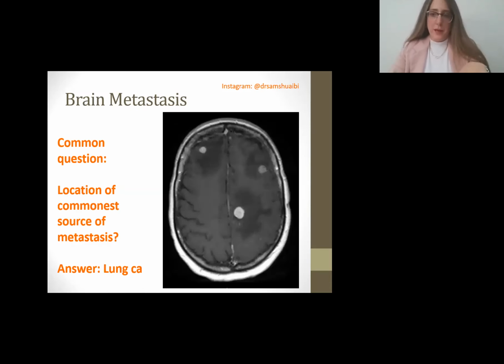That's why I brought metastasis, because they look like ring enhancing lesions. Okay, I made sure that brain mets are here. A common question: where is the location of the source of the metastasis? The commonest location is lung CA. Okay, guys, lung CA. Brain metastasis, multiple lesions, for example. Okay, we have multiple lesions that look like ring enhancing lesions.